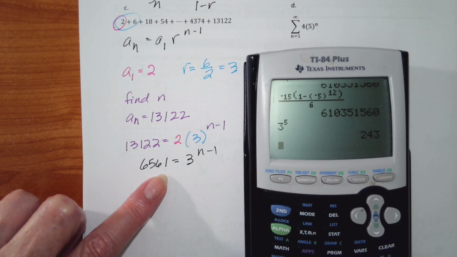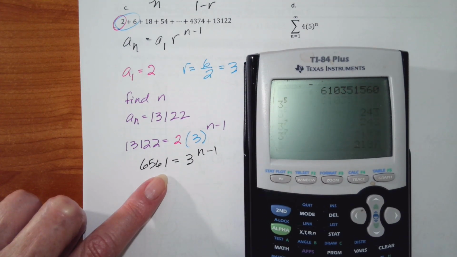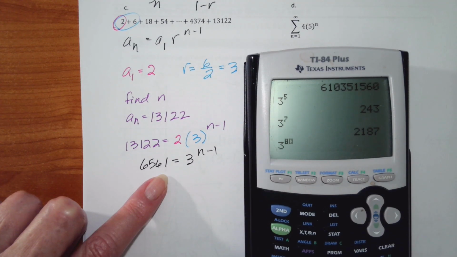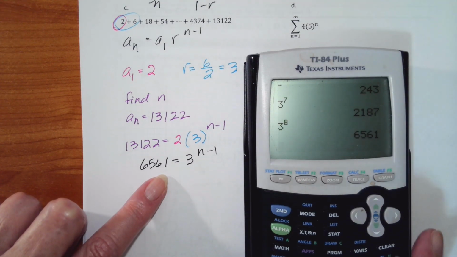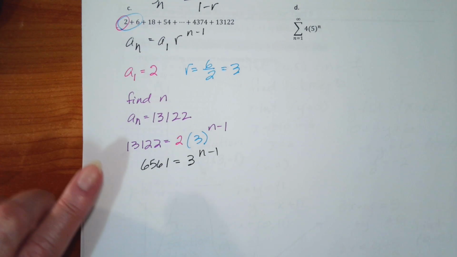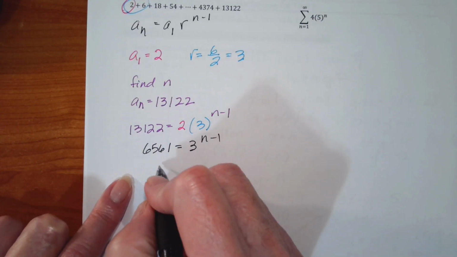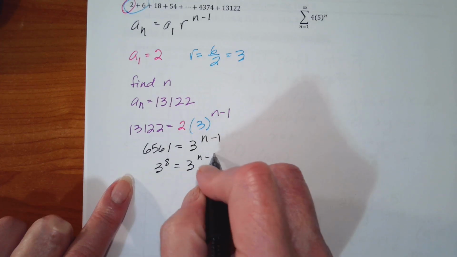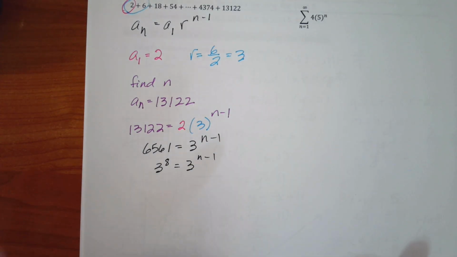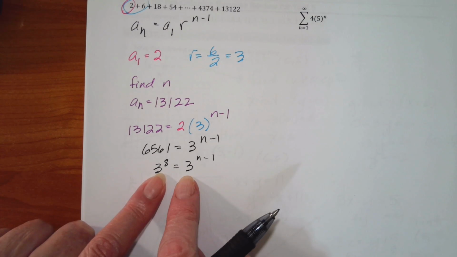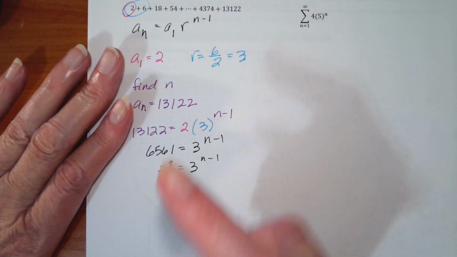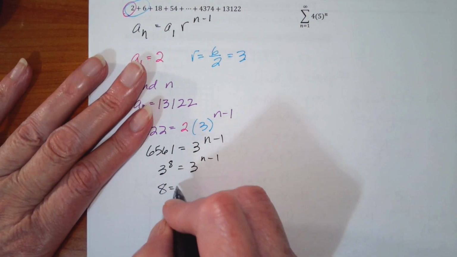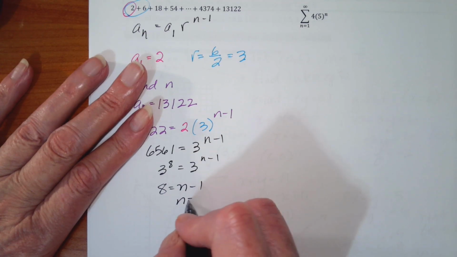Okay, let's try 3 to the 7th. Okay, that's getting closer, so let's try 3 to the 8th. Okay, so there you get it. All right, so I know that 3 to the 8th is equal to 3 to the n minus 1. Since this is an exponential equation, if I can get the bases the same, the exponents are the same. So that means 8 equals n minus 1, so n is 9.